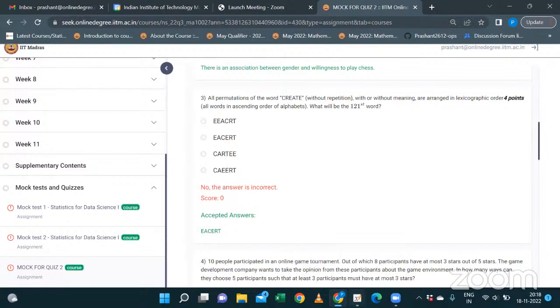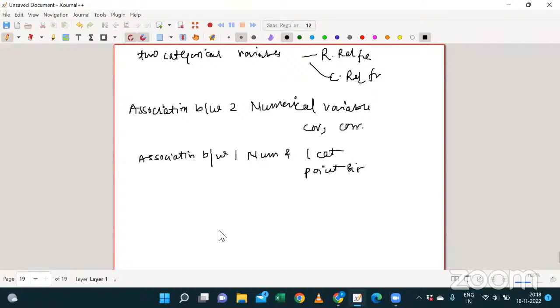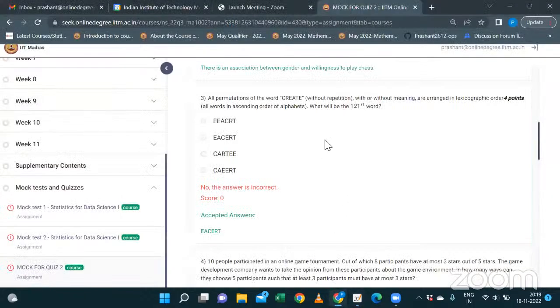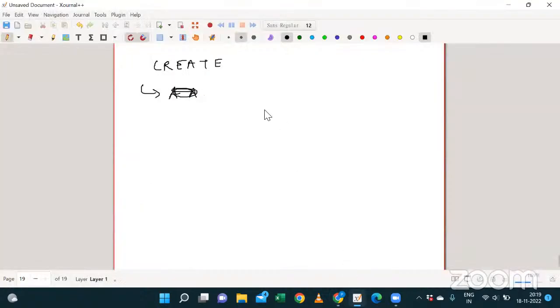Suppose without repetition means, suppose I have the word CREATE, and you are forming words. Sir, here there is only one A. Yes, it's mentioned that you can't repeat the letters. That's all. Okay. So there is the word CREATE.